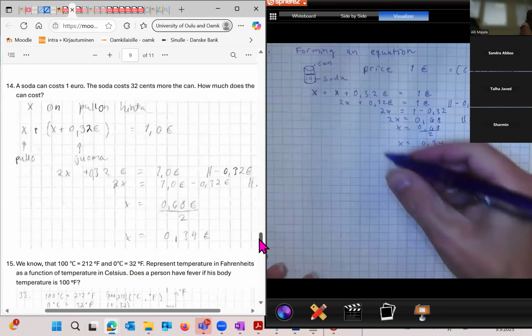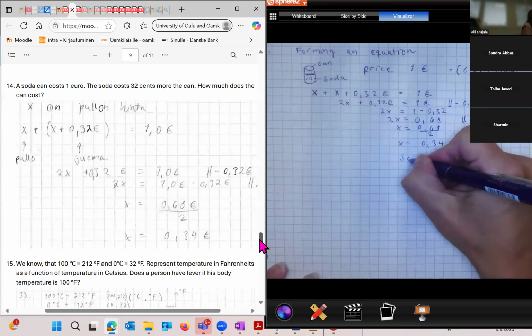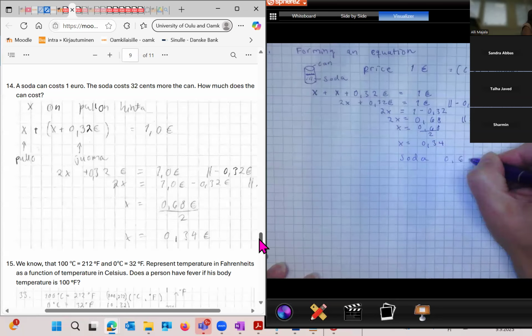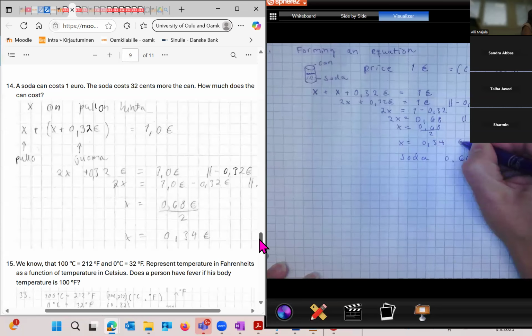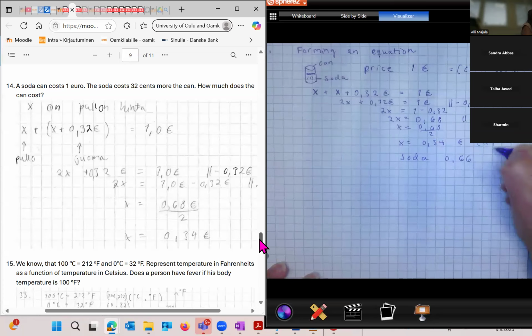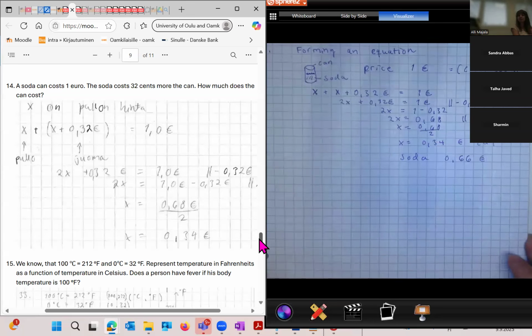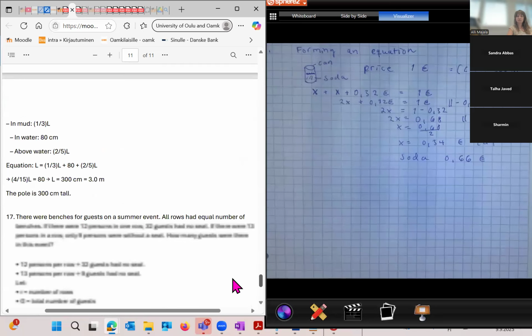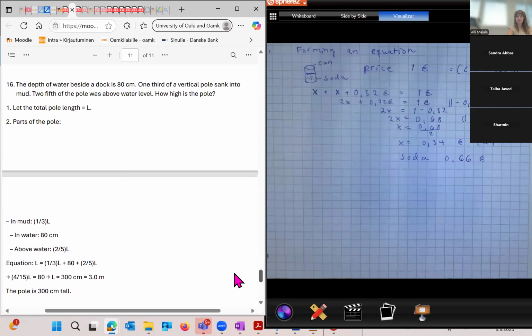So then obviously the soda would be 0.64 or 66 cents. This was the can.